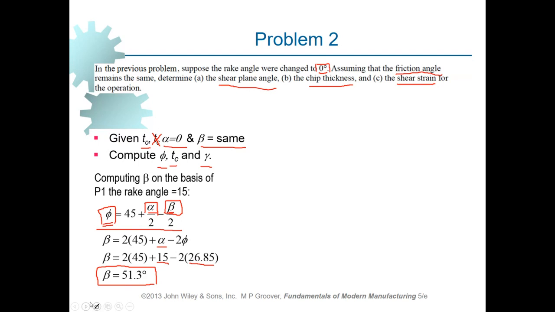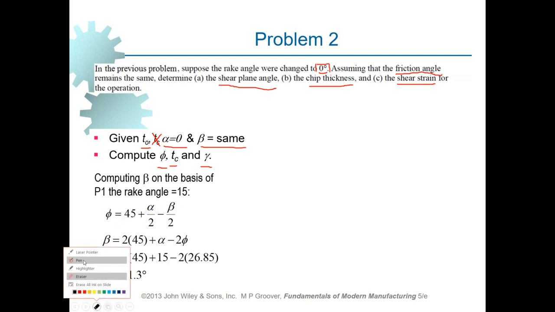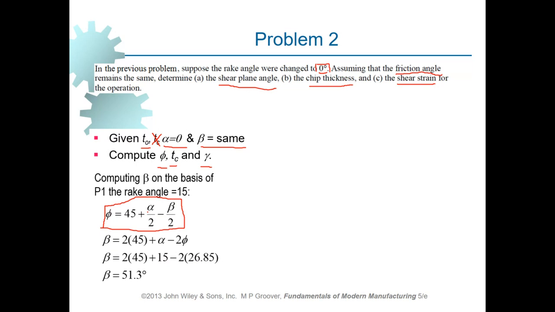Now, again, we make use of this same equation, the Merchant equation. This time we substitute the new value of alpha and the value of beta, which is the same. Then we can compute the shear plane angle for the second problem.